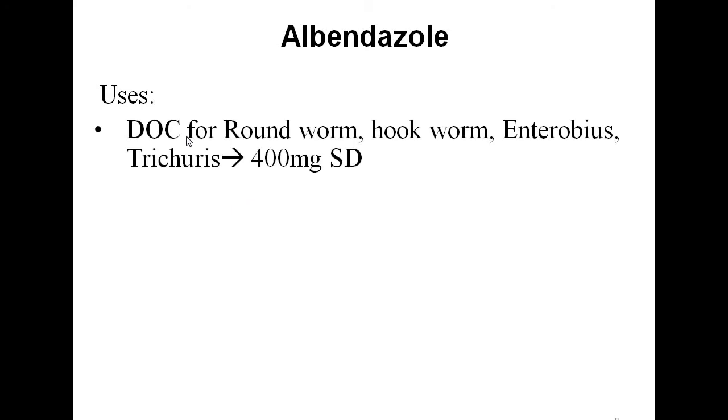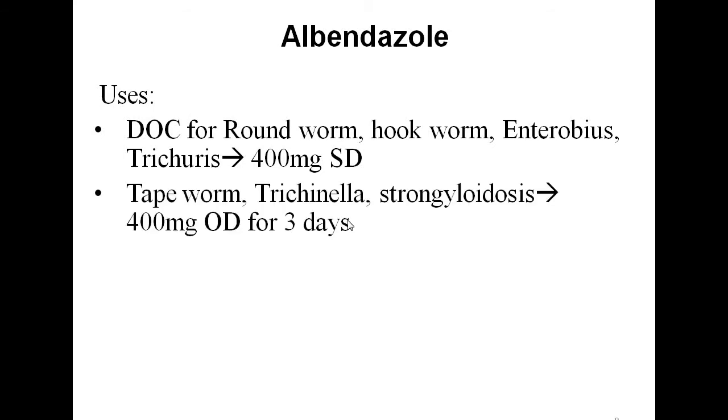Coming to the uses of albendazole, it is a broad spectrum anthelmintic, so it is used for roundworm, hookworm, Enterobius and Trichuris trichiura, where it is the drug of choice, and the dose is a 400 milligram single dose. The patient is instructed to chew the tablet and swallow just after dinner. The reason for chewing the tablet is that the tablet is powdered in the mouth of the patient, so the surface area increases. For tapeworm, Trichinella and Strongyloides, the dose is 400 milligrams once daily for 3 days. Again, at bedtime, chew the tablet and swallow.